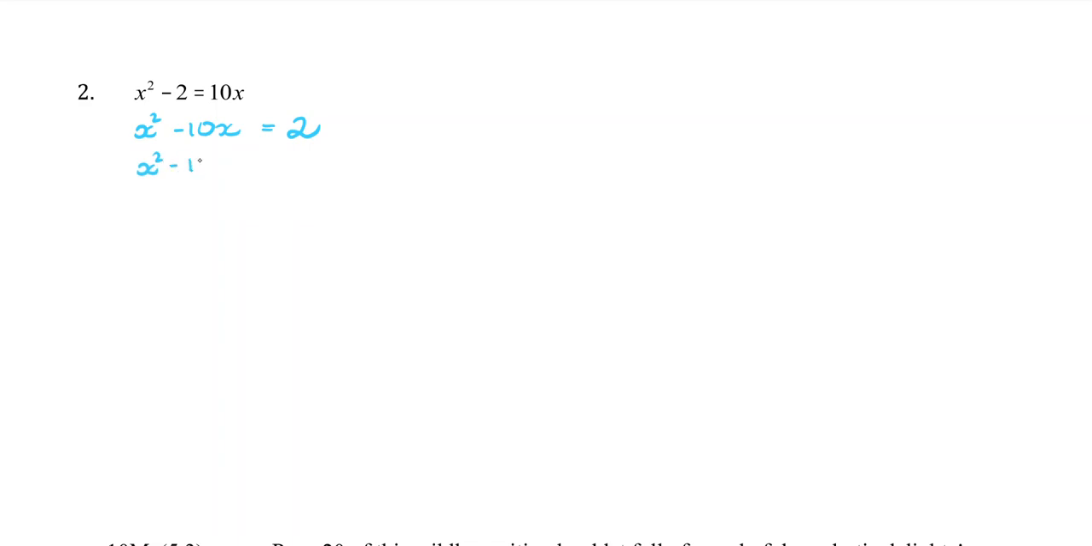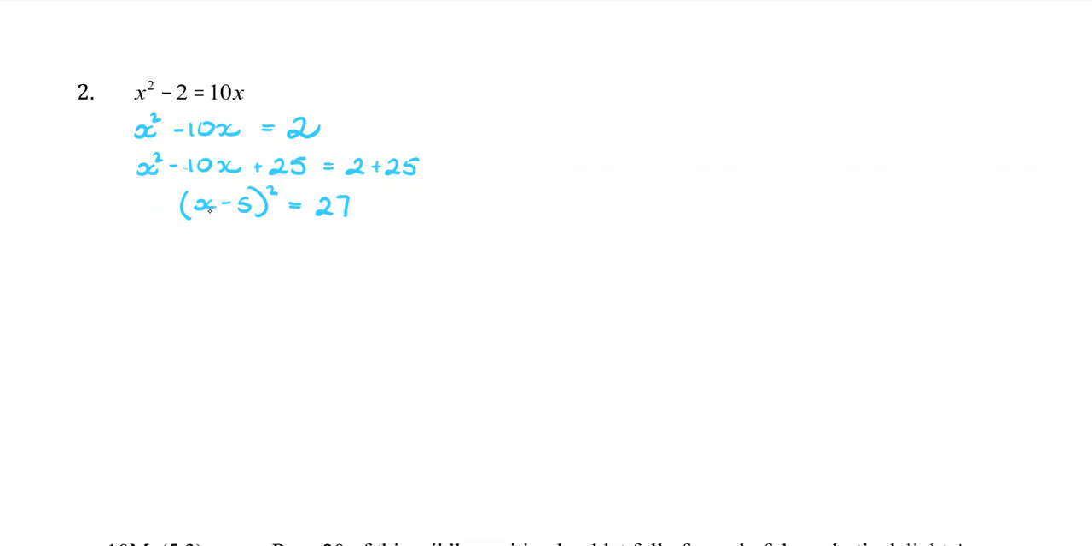Next, I'm going to complete the square. So I take my first two terms, I take the coefficient of the x, which is minus 10, halve it, which is minus 5, and square it, which is 25. So I add 25 to the left, add 25 to the right. Okay, left-hand side gets factorized. Halving that minus 10, we get x minus 5 in brackets all squared. On the right-hand side, 2 plus 25 is 27.